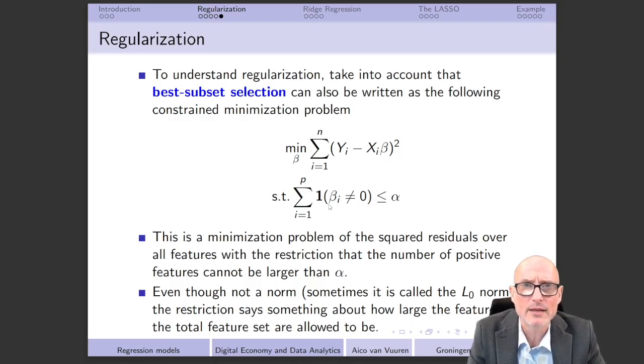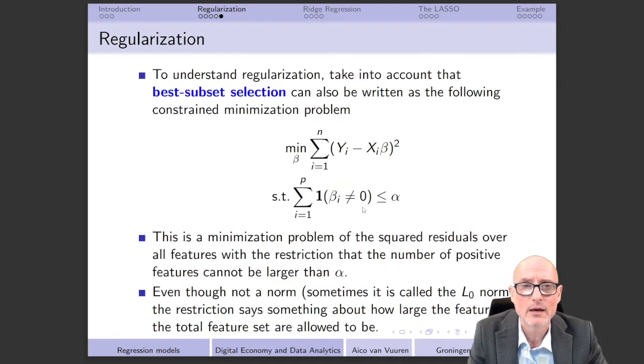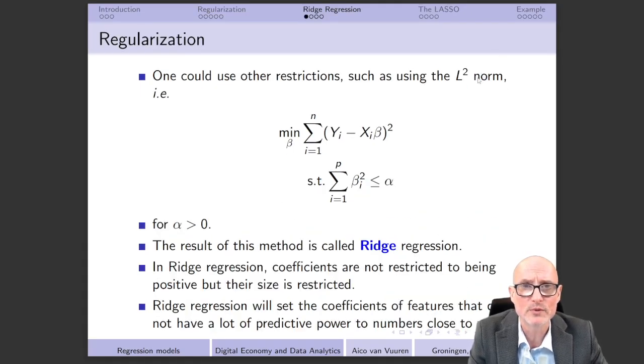Well, if we understand that idea, then you might say, but then we can also think of other restrictions or other norms that we can have. One thing that we could do is use essentially the same restricted minimization problem, but now instead of this L0 norm that we had over here, we could use a so-called L2 norm. So this is exactly the same: we're going to minimize the sum of squared residuals, but now under the restriction that the sum of the beta i squared must be smaller or equal to alpha for some alpha larger than 0.